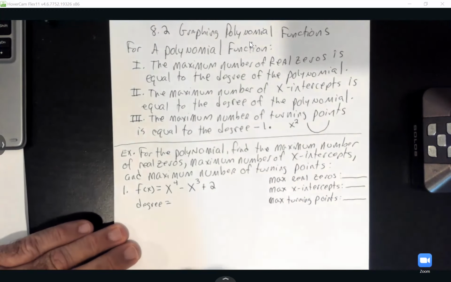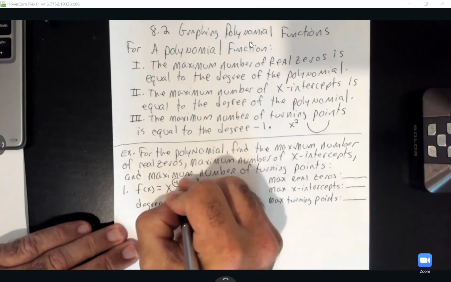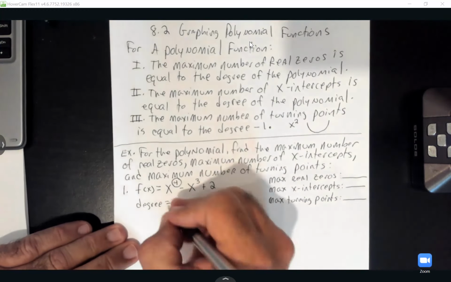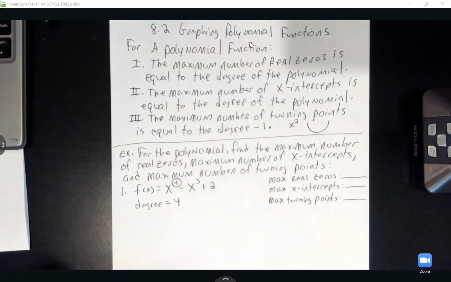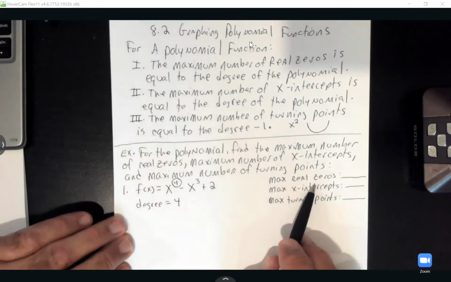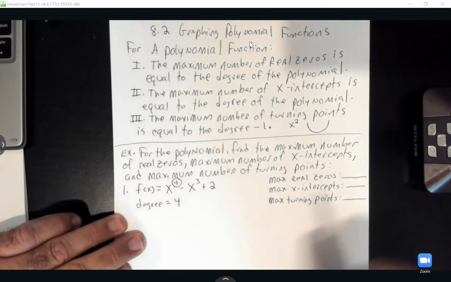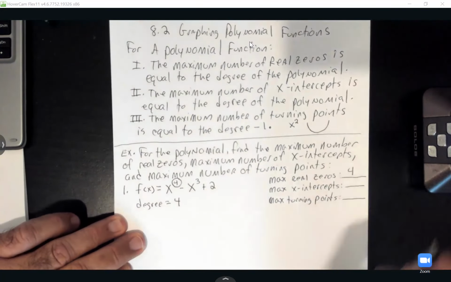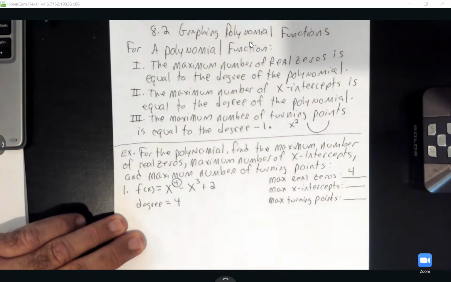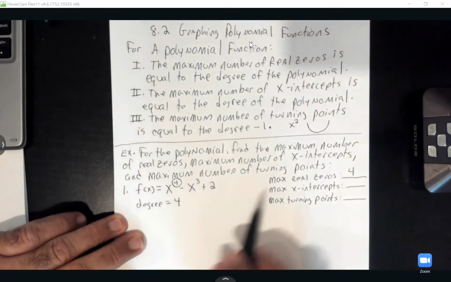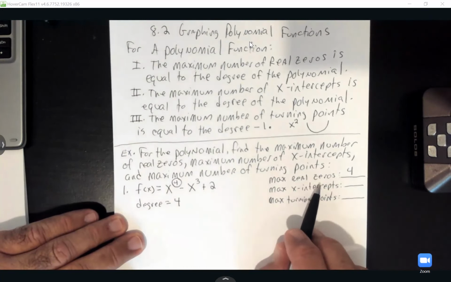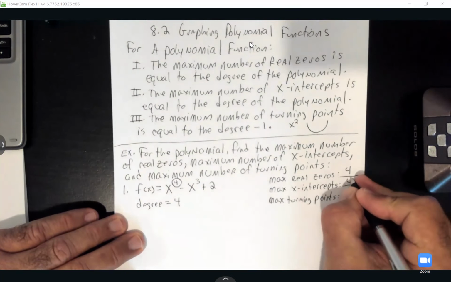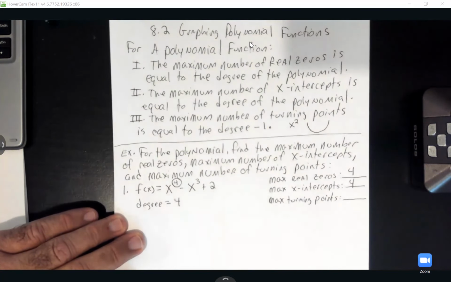So remember, the degree is the highest exponent. The highest exponent I have is a 4. So this is definitely a degree 4 polynomial. That means the maximum number of real zeros is equal to the degree, so I have a maximum of 4 real zeros. X-intercepts, we said, were the same thing as the zeros. So we're going to have a maximum of 4 x-intercepts.